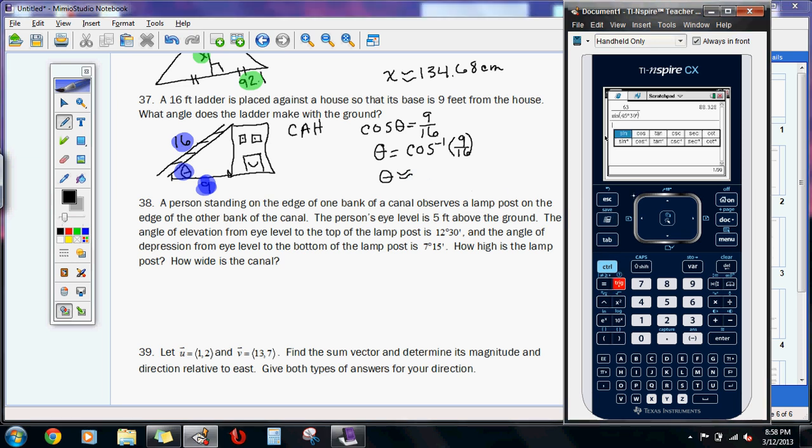So, trig, and we do want to use cosine inverse since we're looking for that angle. And then we're going to type in 9 divided by 16. We're going to hit enter. And then we get the 55.77, but we want to DMS that. So I don't know if this one is set up for that. I'm going to go to my book.